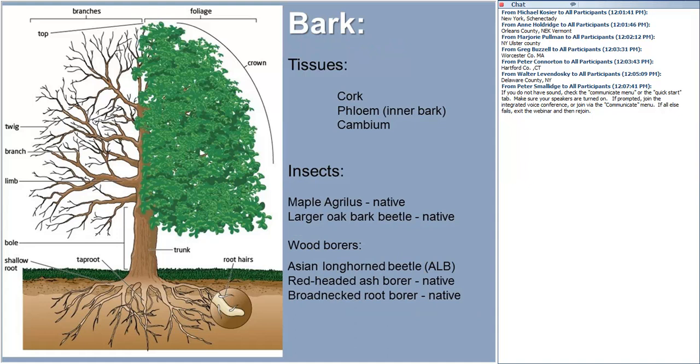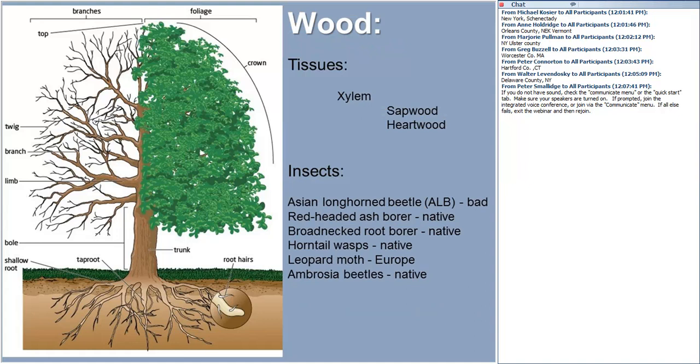I'll be darned. But anyway, suffice it to say, there's the wood tissue. Oh, there's the wood specialists. We have the Asian longhorn beetle, the red-headed ash borer, broad-necked root borer, horntail wasp, leopard moth, and ambrosia beetles.